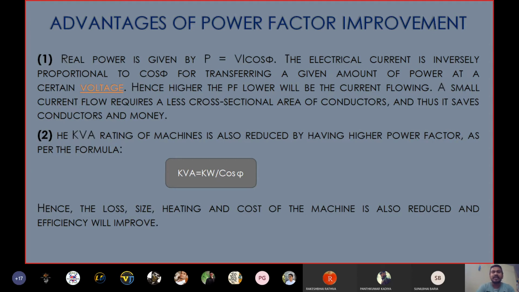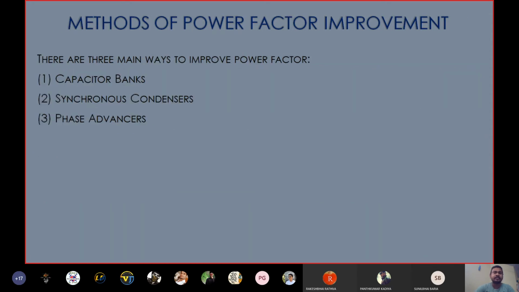Then kVA rating reduces, that means the size of the machine reduces, current reduces, that means the loss reduces, also heating that occurs in the machine reduces, and finally loss reduces, that means the efficiency will improve, and the cost of the machine will reduce. Okay, so these are the main advantages of power factor improvement.